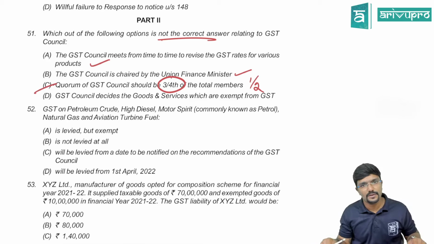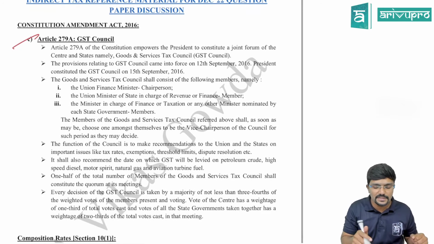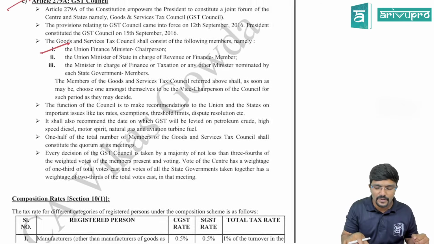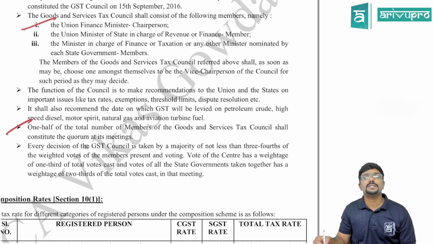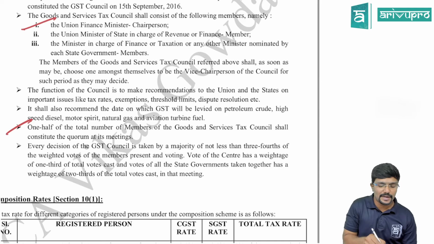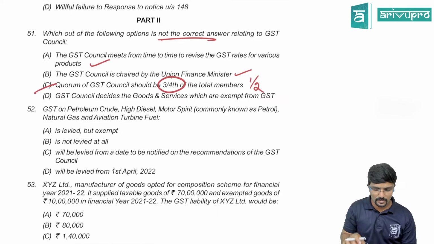Clear? So here also in my regular study material, I have given Article 279A, which talks about GST Council. There you can see the Union Finance Minister is the chairperson. Also, the quorum for the GST Council meeting is 1/2, guys. 1/2 and not 3/4. Okay.